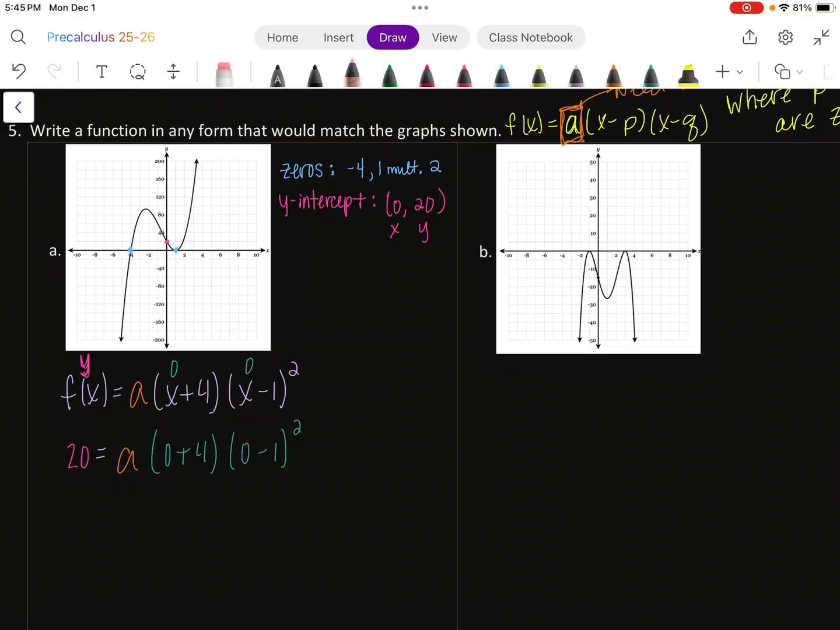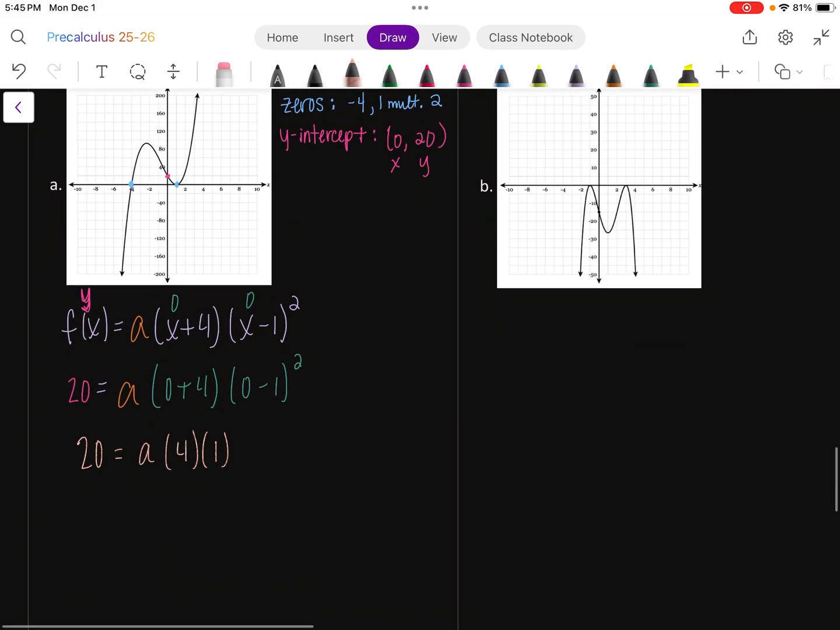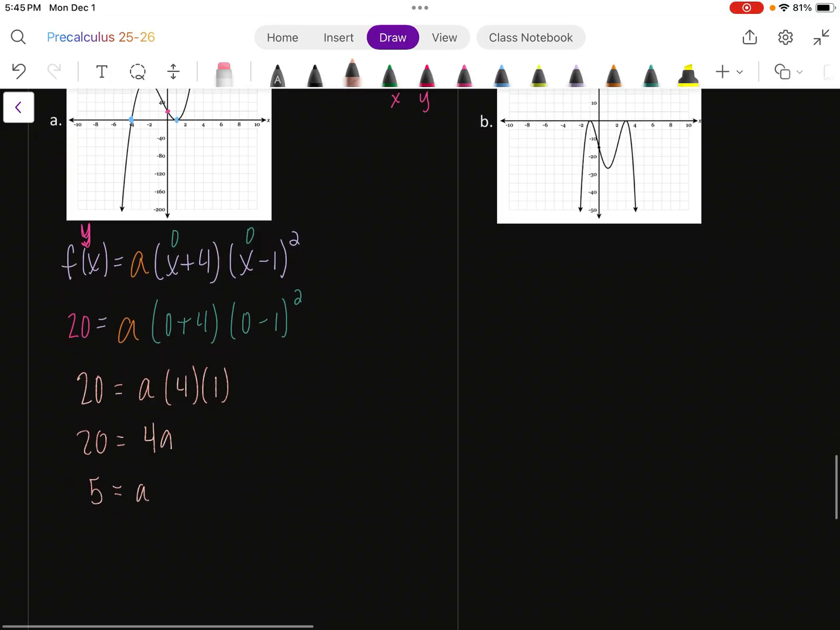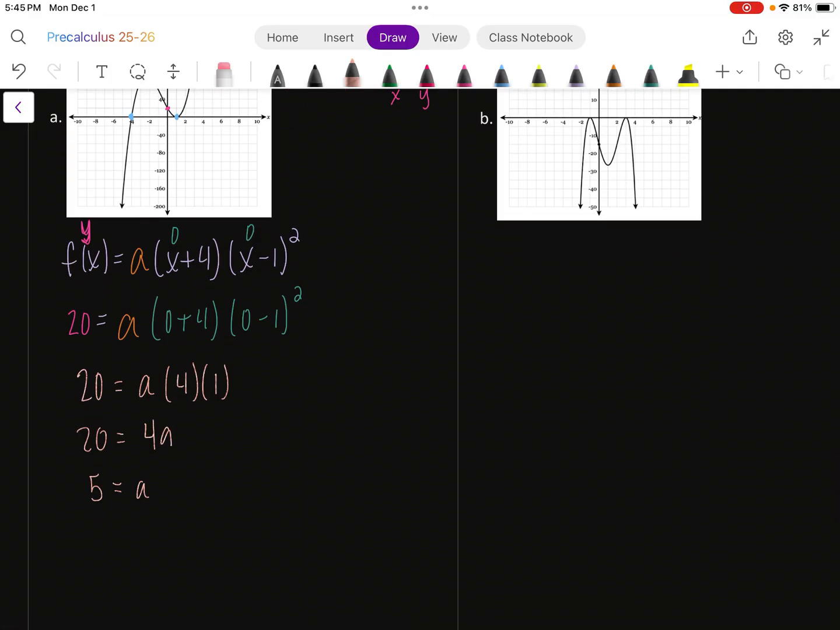All right, essentially what we have here is 20 is equal to a times 4 times -1 squared, which is 1. So yeah, I could rewrite that as 4a, or you don't need to. You can just simply solve a is equal to 5. So my final answer, f of x is equal to 5 times x plus 4 times x minus 1 squared because of the multiplicity.